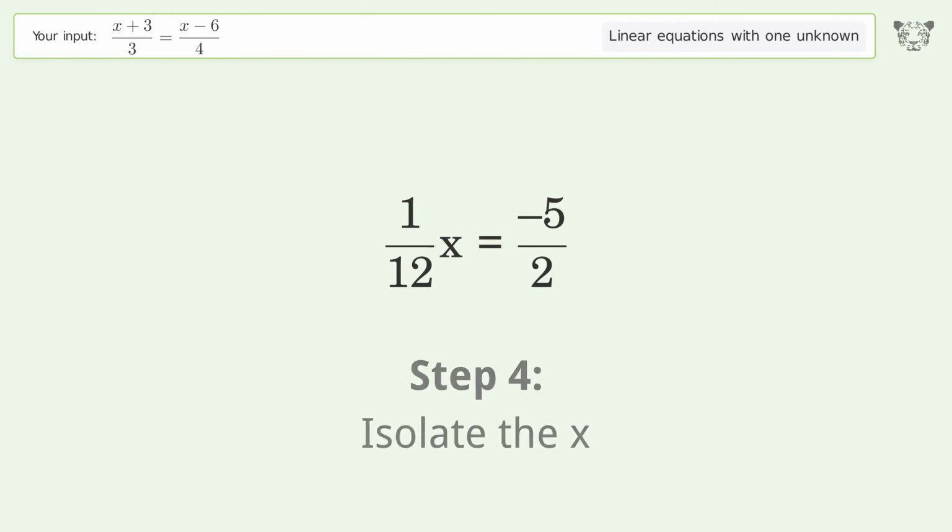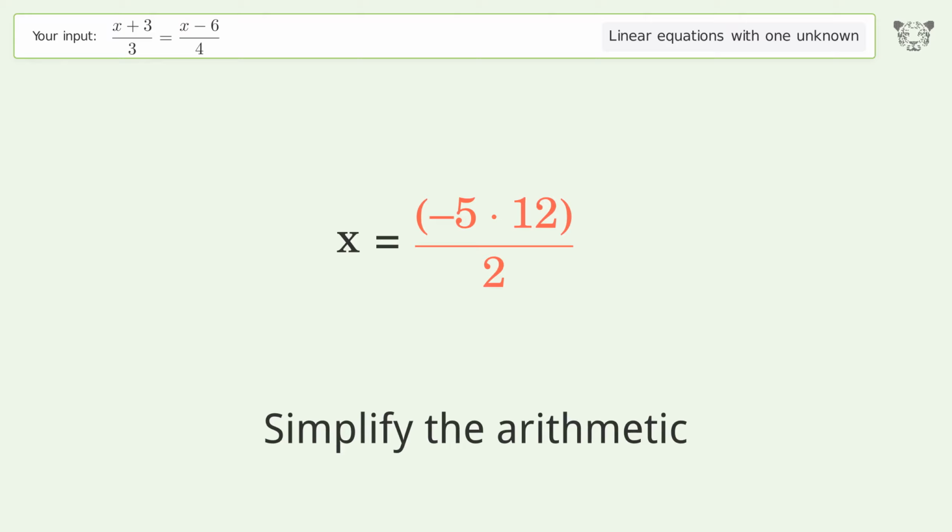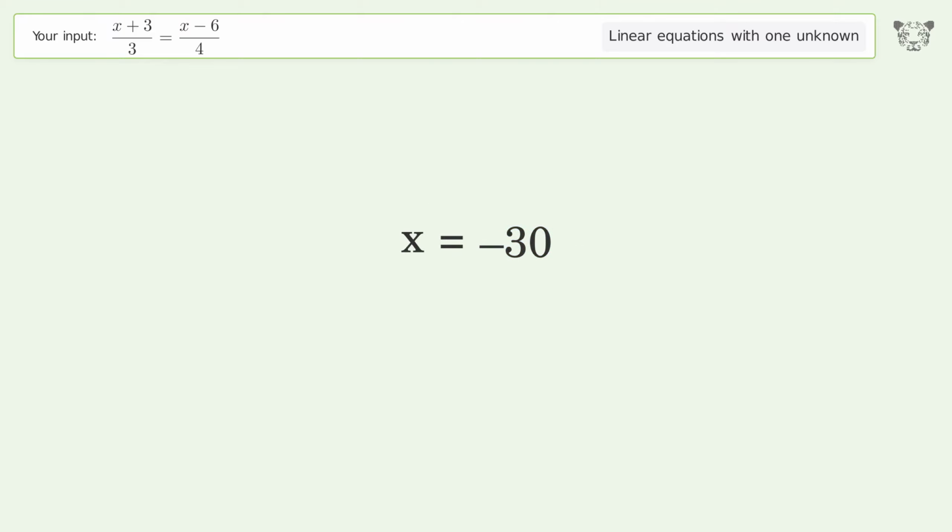Isolate the x. Multiply both sides by inverse fraction 12/1. Group like terms. Multiply the coefficients. Simplify the fraction. Multiply the fractions. Simplify the arithmetic. And so the final result is x equals -30.